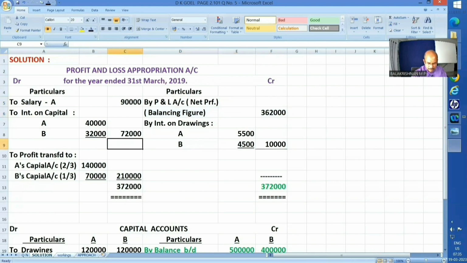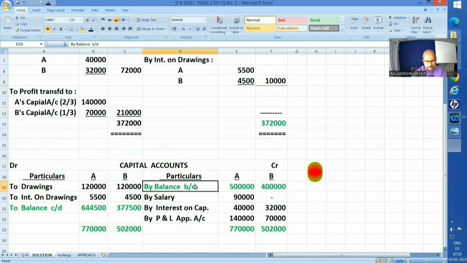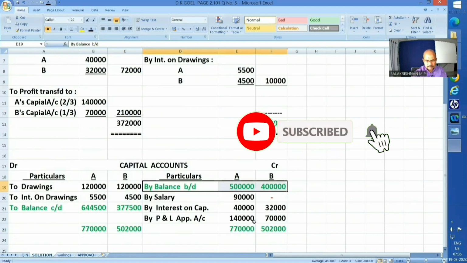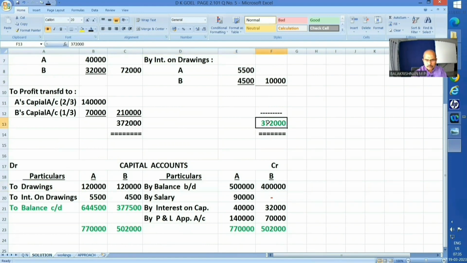Yes, that amount only I have taken here. So divide it by the rate of interest. We will get the original capital. That's all. 5 lakhs and 4 lakhs as the opening balance of partners' capital account. Place the same as the opening balance of partners' capital account. Well, that's also over.